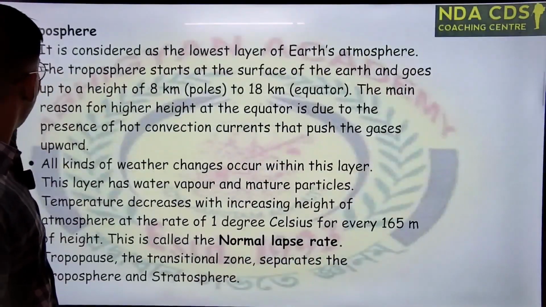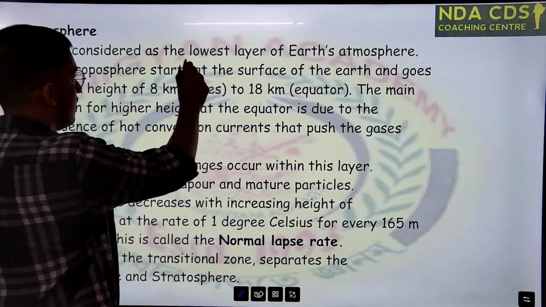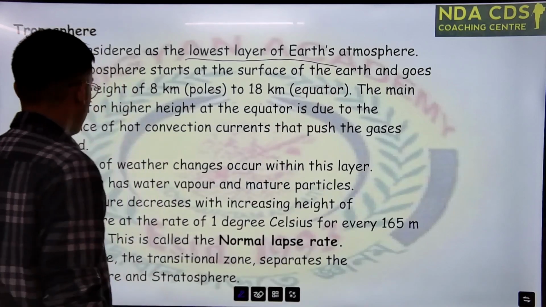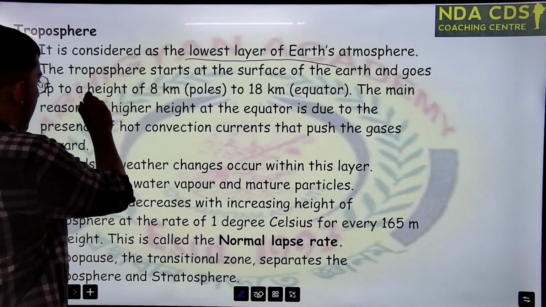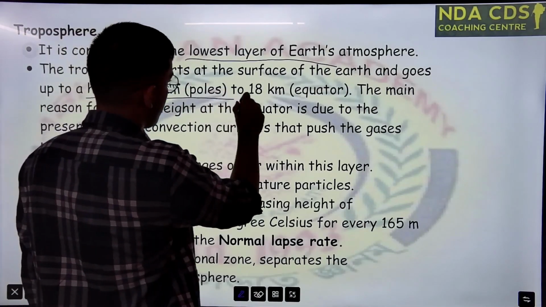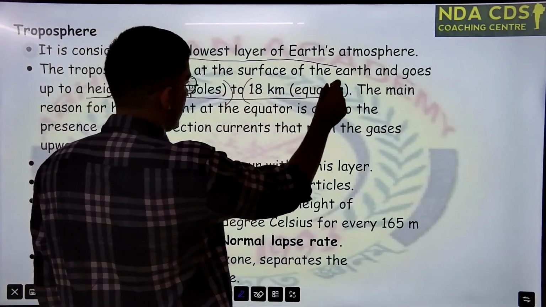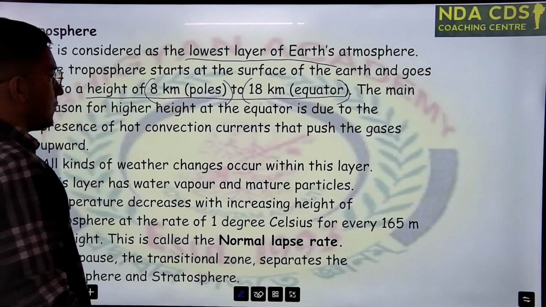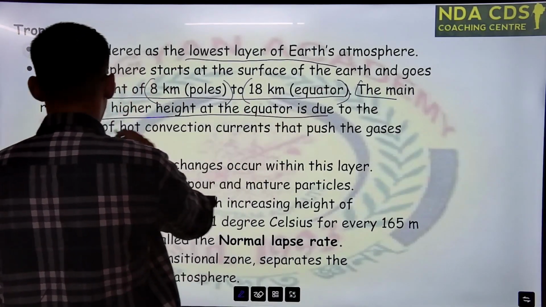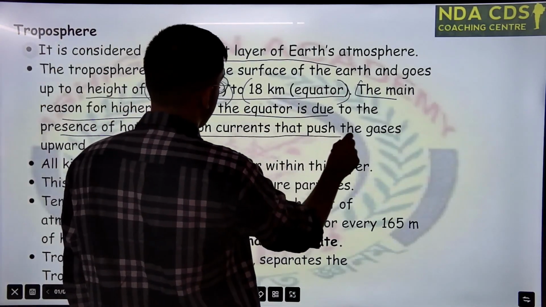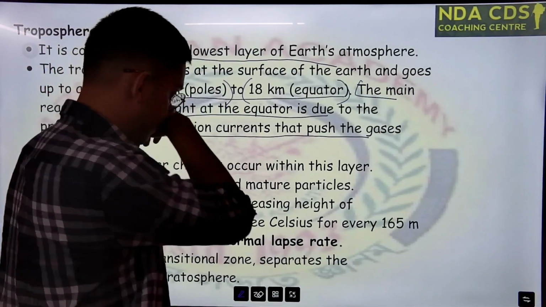Now coming to the troposphere. The first one we have, the troposphere, is the lowest layer of the Earth's atmosphere. We're all aware of it. Then this is very important, the height. Height is 8 kilometers to 18 kilometers. 8 kilometers at the poles and 18 kilometers at the equator. Then we have why so. We know the main reason for it being higher at the equator is the presence of hot convection currents. We know hot currents move up and cold currents move down.